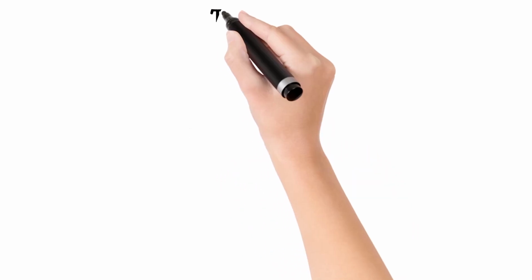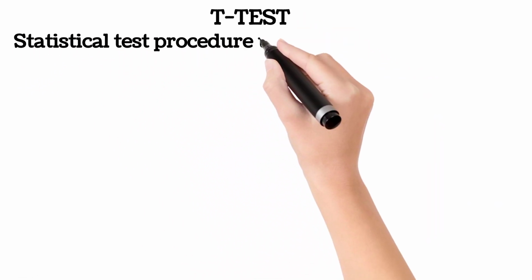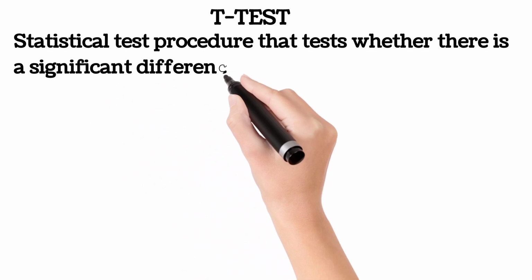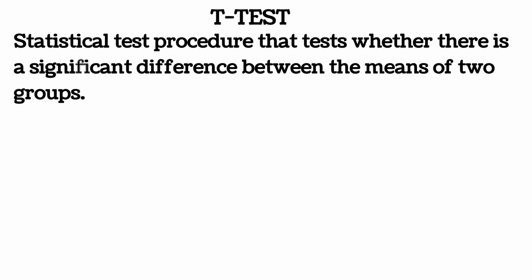T-test. T-test is a statistical procedure that tests whether there is a significant difference between the means of two groups.